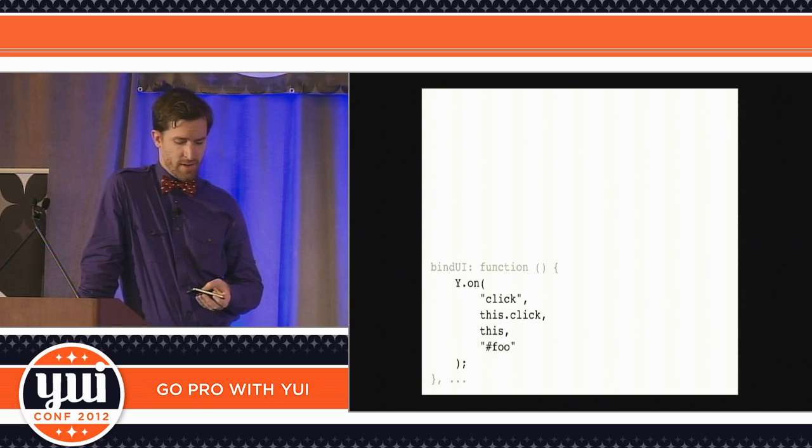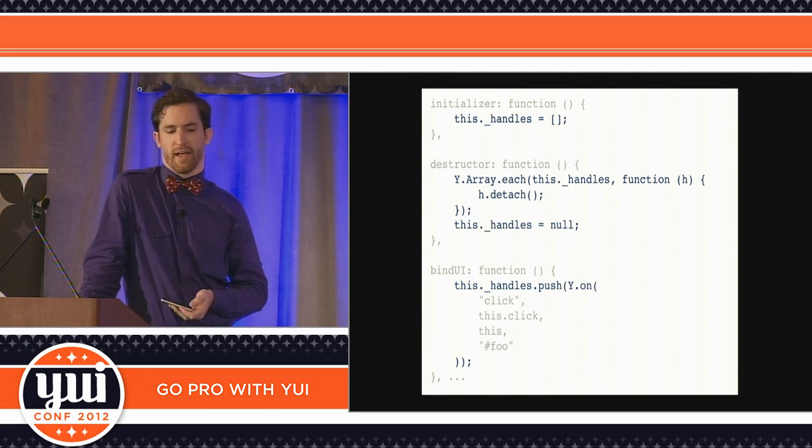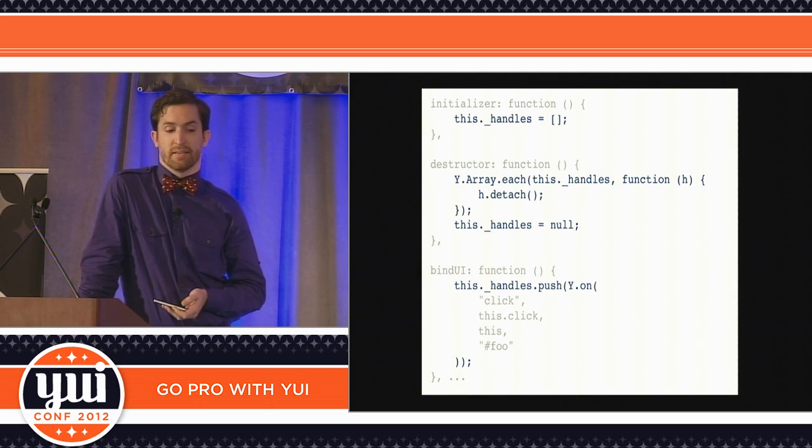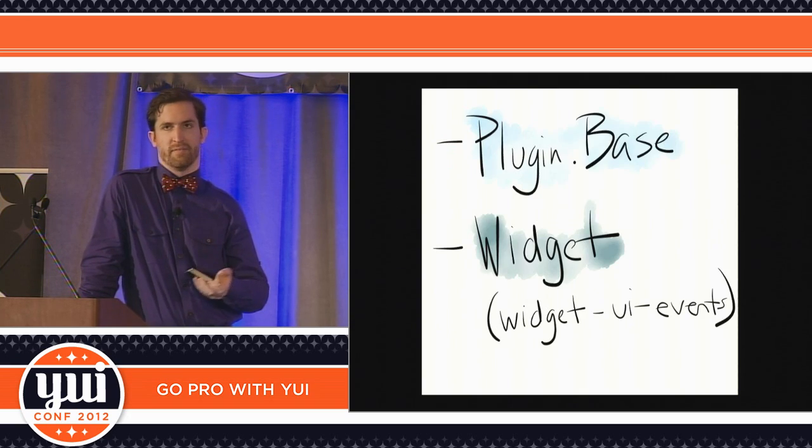But it looks kind of lonely at the bottom there, because to better manage the thing, you would want to do the whole handle cache, loop through it in the destructor, detach them all, and then null out the handle cache. Basically, this is exactly what many YUI-based things do. Plugin, let YUI do it for you. Plugin base, widget UI events.